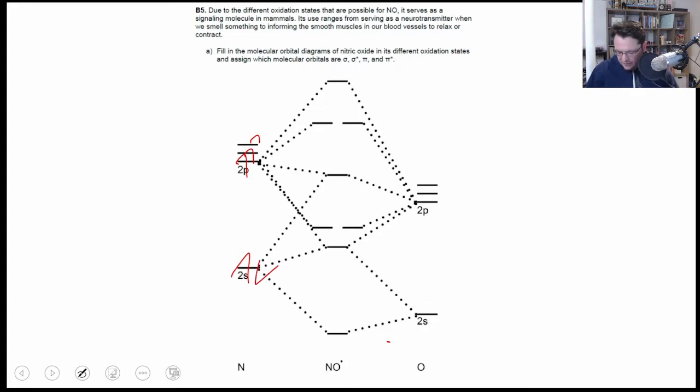But we have the nitrogens here, right? So that it has 5 electrons. The oxygen has 6 electrons. So 1, 2, 3, 4, 5, 6 in that case. So you have that many electrons there.